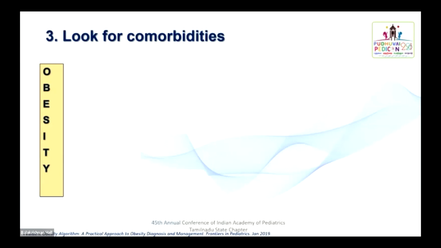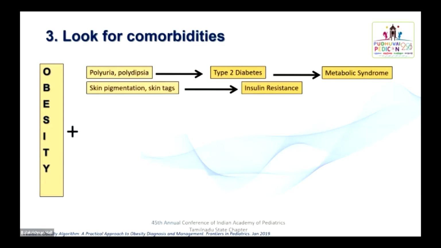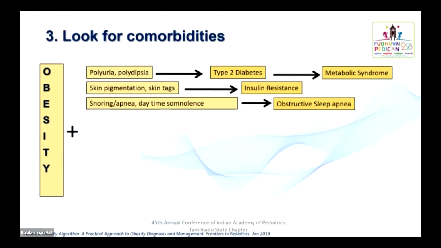The third point, we look for comorbidities. Comorbidities are common in obese and overweight children. In fact, higher the obesity, higher are the chances of comorbidities. So please actively ask for polyuria, polydipsia. You may pick up type 2 diabetes. Look for skin pigmentation, acanthosis nigricans, skin tags. It indicates insulin resistance. Ask for history of snoring, apnea, daytime somnolence, hyperactivity, headaches in the morning. It indicates obstructive sleep apnea. Ask for abdominal pain, indigestion. It not only indicates reflux, it may also indicate non-alcoholic fatty liver disease.